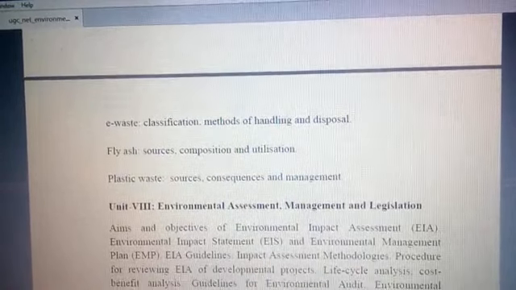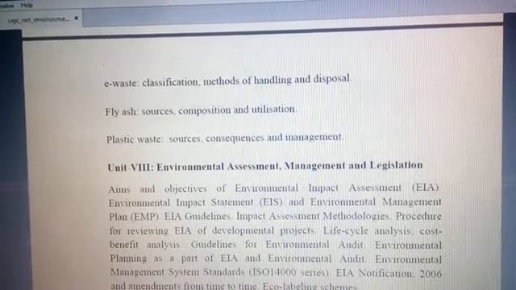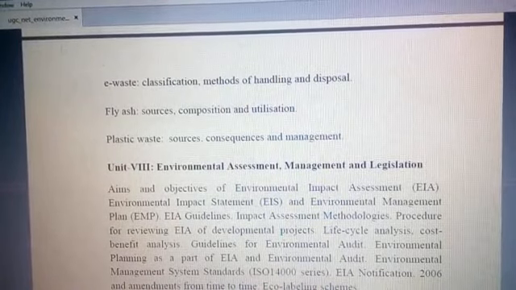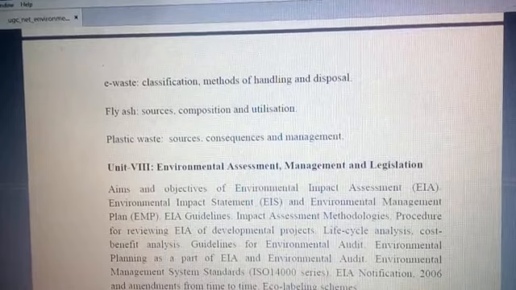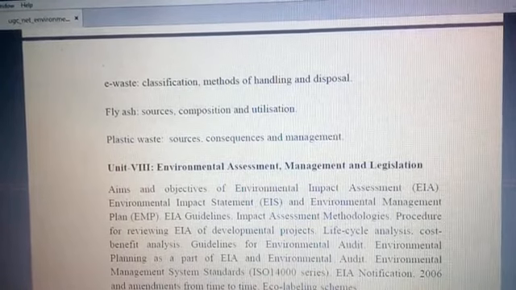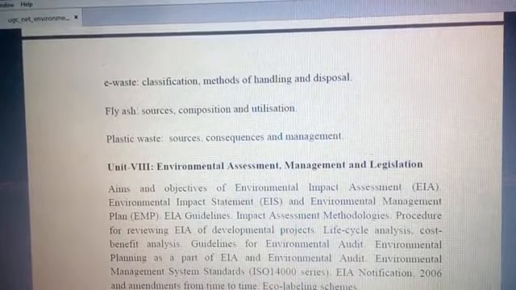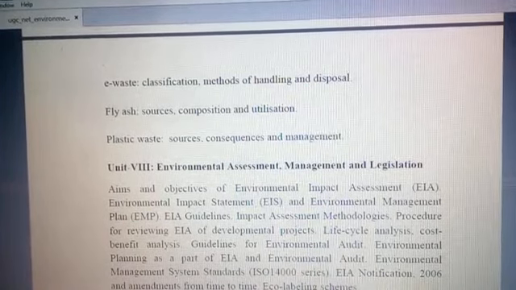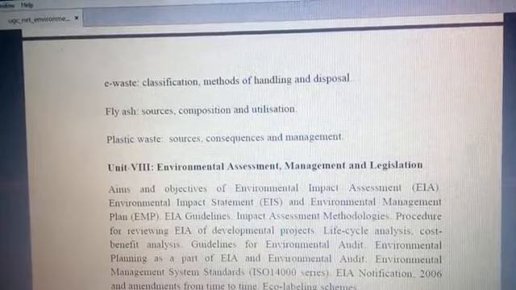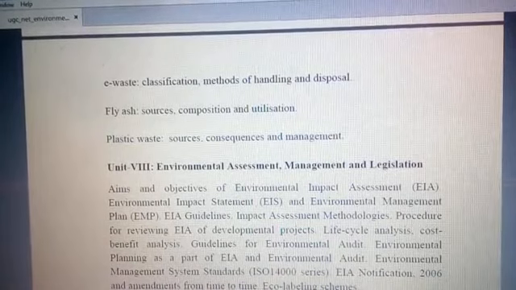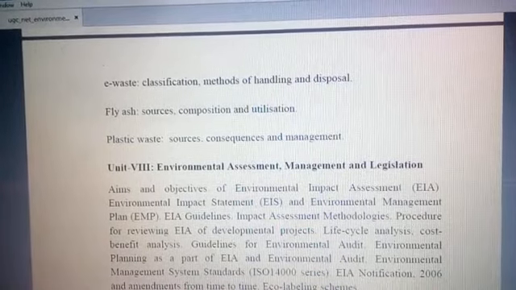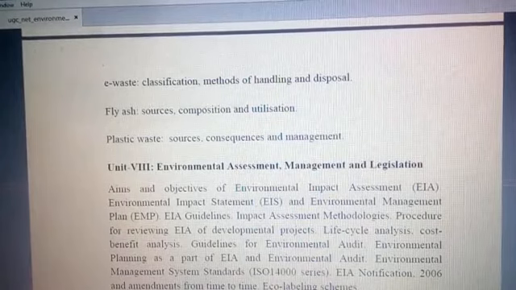Unit 8 is environmental assessment, management and legislation. In this unit, aims and objectives are environmental impact assessment, environmental impact statement, environmental management plan, EIA guidelines, impact assessment methodology, procedures for reviewing EIA of development projects, life cycle analysis, cost benefit analysis, guidelines for environmental audit, environmental planning as a part of EIA, environmental audit, environmental management system, standards.